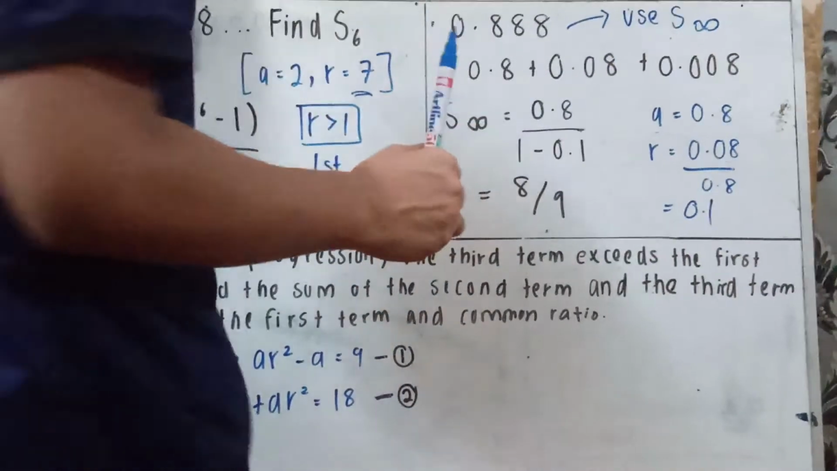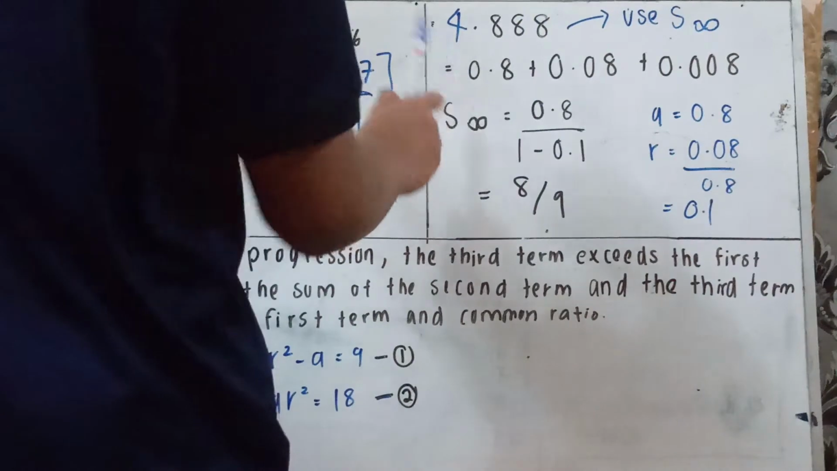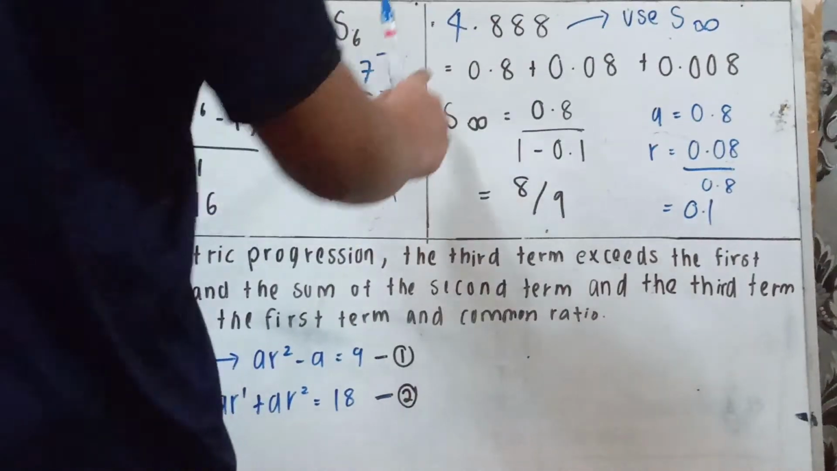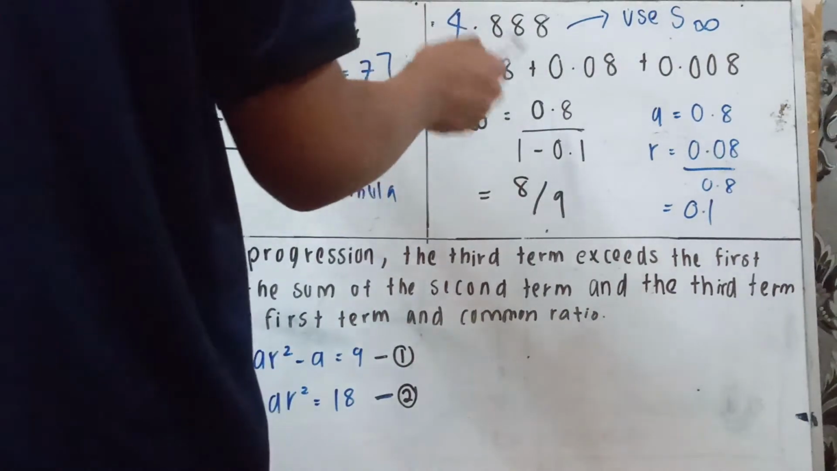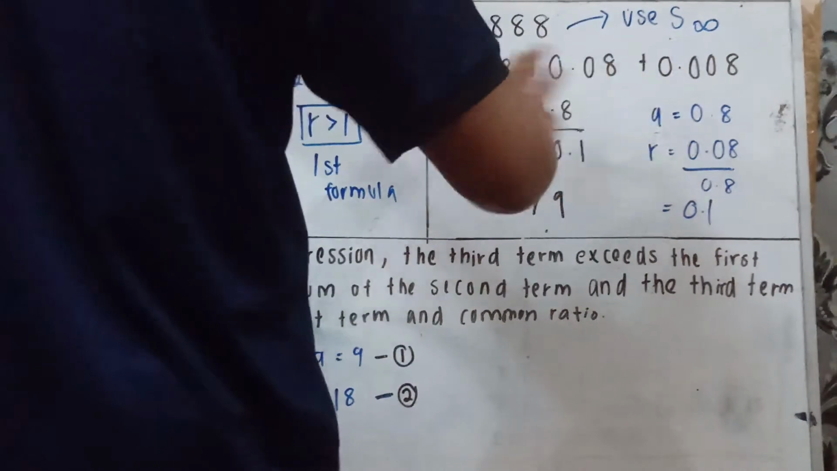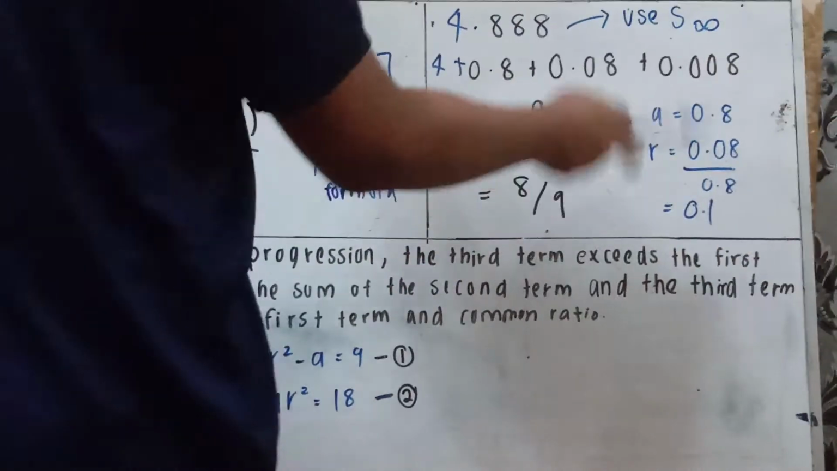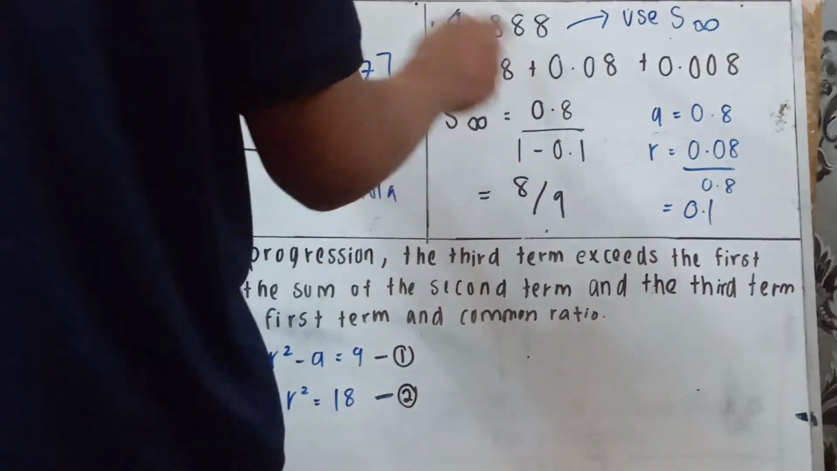Okay, for example, if the number here has a 4, don't be confused, don't worry, because you just need to separate the 4 out and not disturb this part, just do the calculation and add the answer with 4.